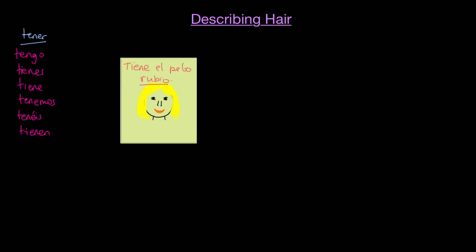And really, really important, notice how rubio is in its masculine form. Why is that? Because rubio is describing el pelo, the hair, which in Spanish is a masculine noun, and because it's singular, it's the hair single, we put it in singular as well. Okay, so tiene el pelo rubio, she has blonde hair.